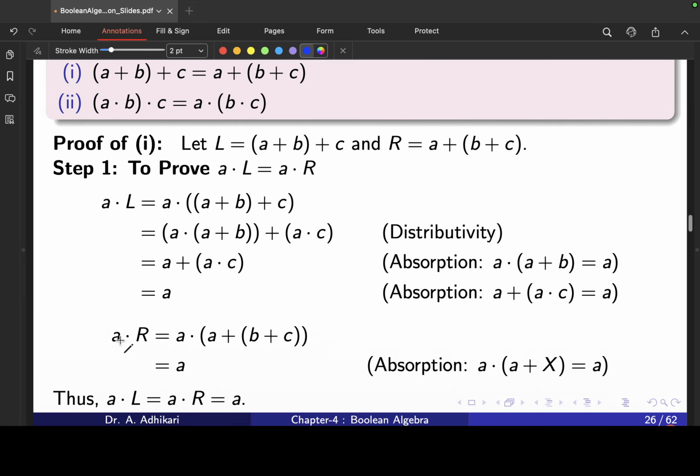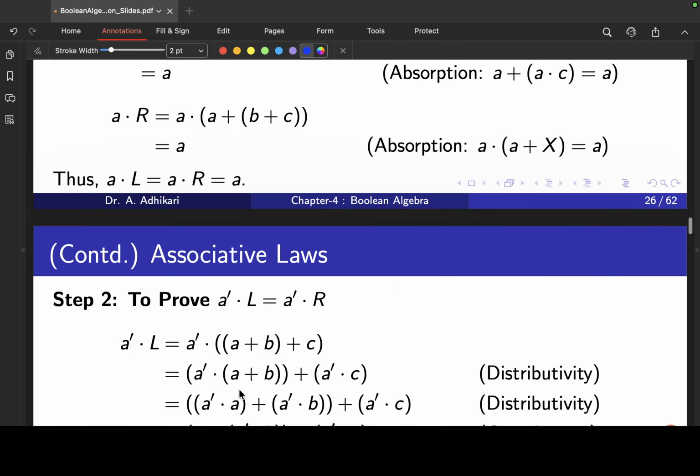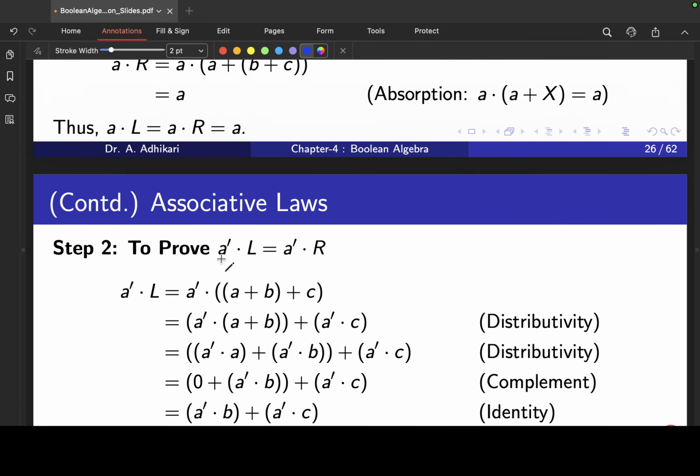Next, A dot R equals A dot (A plus (B plus C)). This is A dot (A plus X), which by the absorption law equals A, where X is B plus C. So we get A dot L equals A dot R equals A for element A belonging to Boolean algebra B. Next, step 2: we prove A' dot L equals A' dot R.